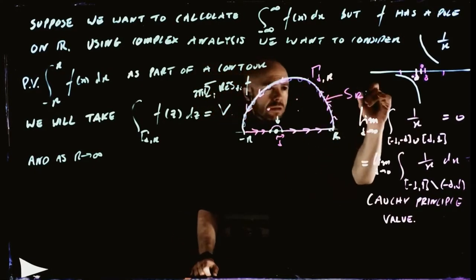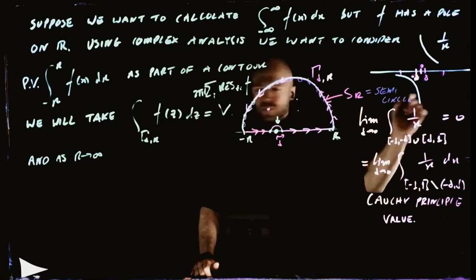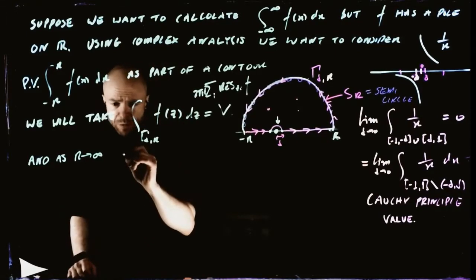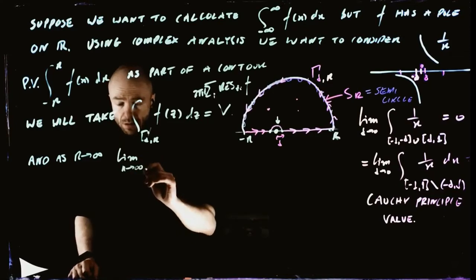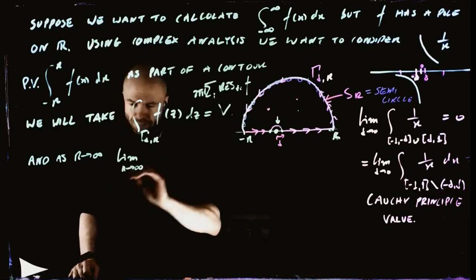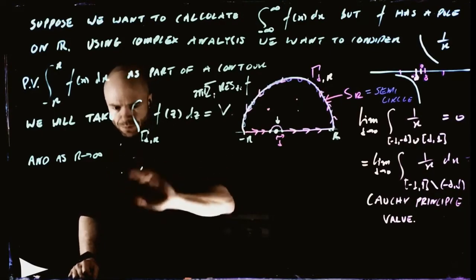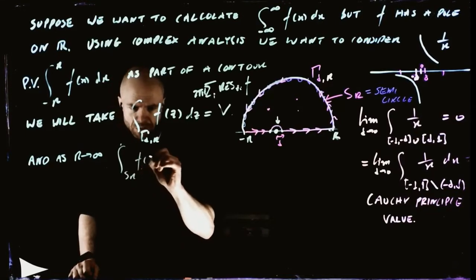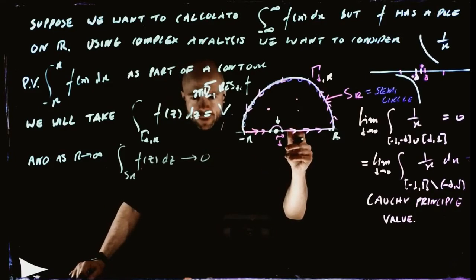Semicircle is S of R. As R tends to infinity, the integral around the semicircle of f of z dz will go to 0, so we don't have to care about that part.